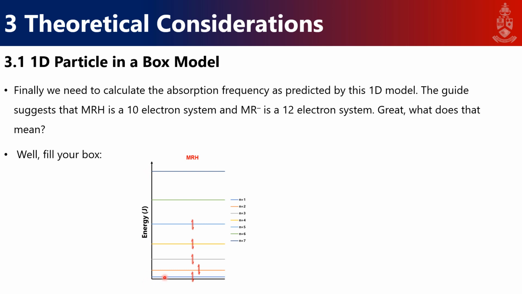So if we take our energy levels and put in 10 electrons, so 2 electrons in the first energy level, 2 electrons in the second one, 2 electrons in the third, the fourth, the fifth.